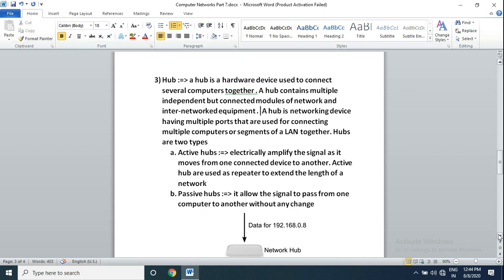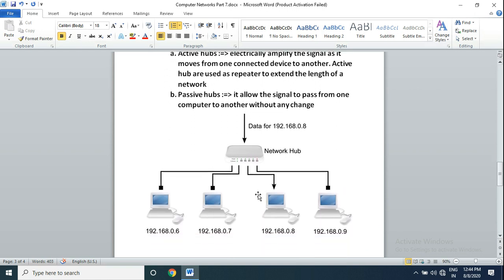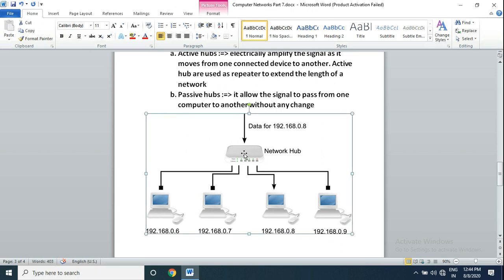A hub can be understood by this diagram, where we want to connect our computers to a server. The server has a common wiring point which is called a hub. A hub contains lots of connecting ports where we can connect multiple computers to the hub. So it is a common wiring device which is used to attach multiple computers.